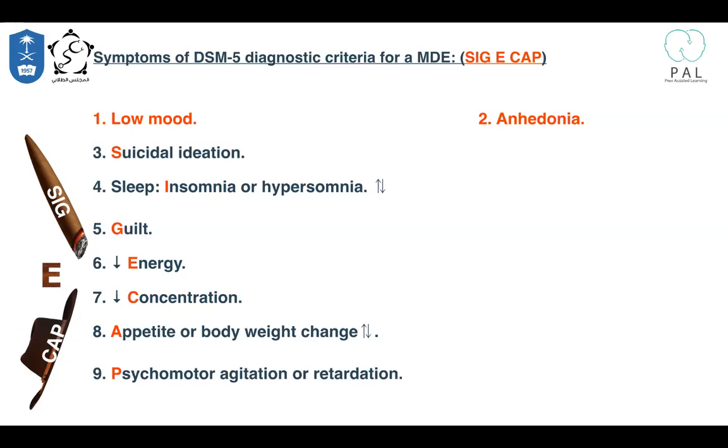So either low mood or anhedonia, with 4 or 5 of the other symptoms. The other symptoms you can memorize with the mnemonic SIG E CAPS. S is for suicidal ideation, meaning the patient has recurrent thoughts of suicide, of killing themselves.